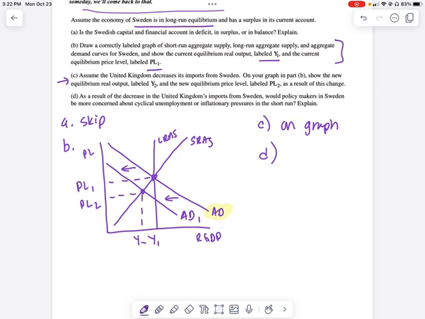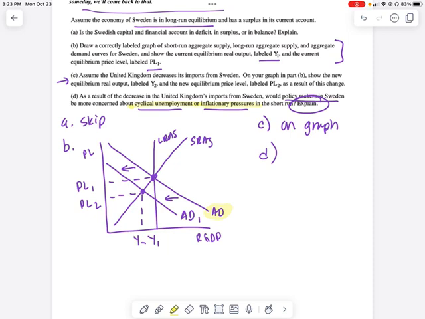Part D, as a result of the decrease in the United Kingdom's imports from Sweden, would policymakers in Sweden be more concerned about cyclical unemployment or inflationary pressures in the short run? Explain. So remember, when you see the word explain, you needed a sentence explaining how you arrived at either cyclical unemployment or inflationary pressures. Don't let the terminology make you feel intimidated. All they're wondering is, does a student have the correct graph? So let's look at this.